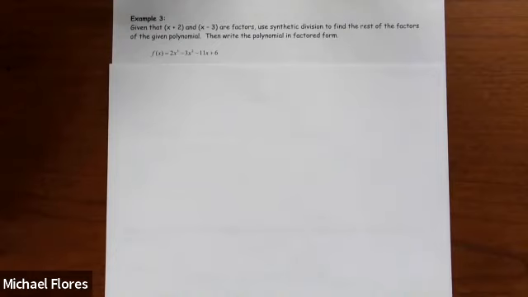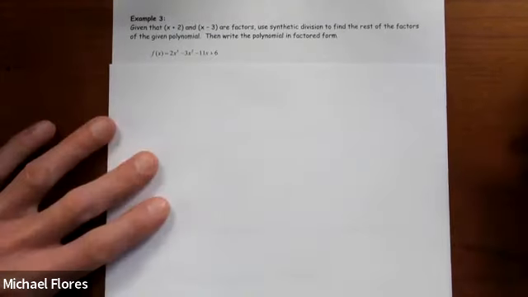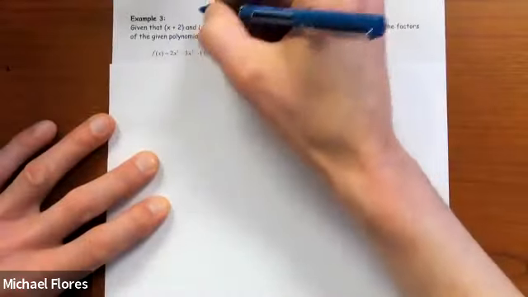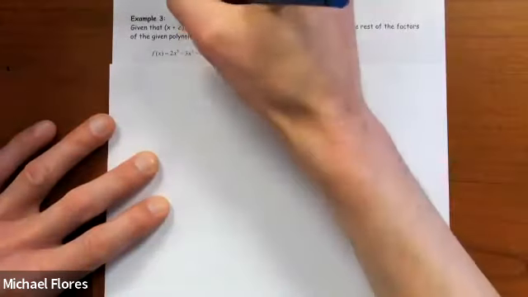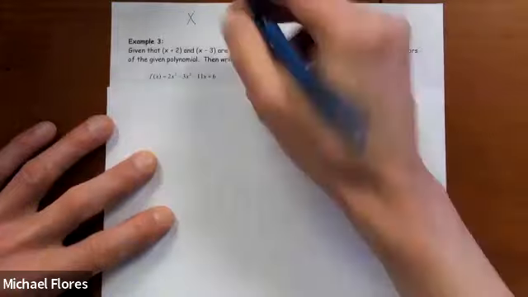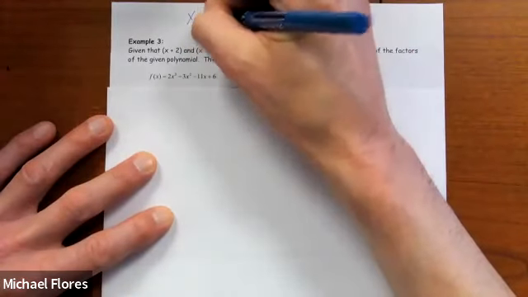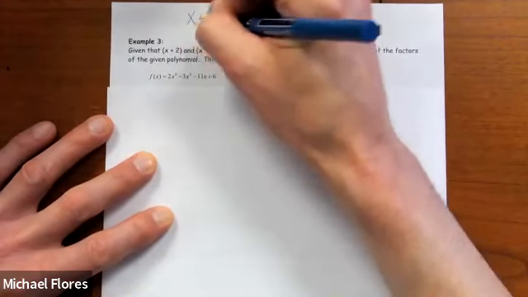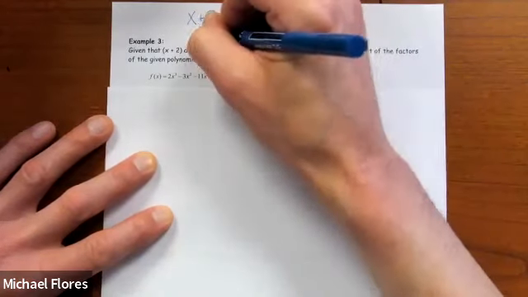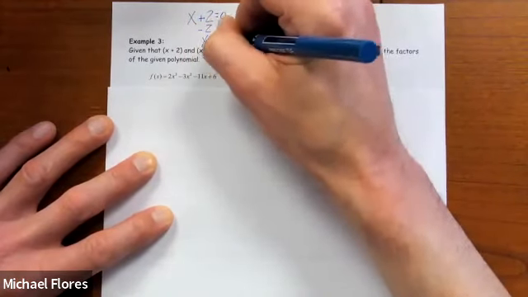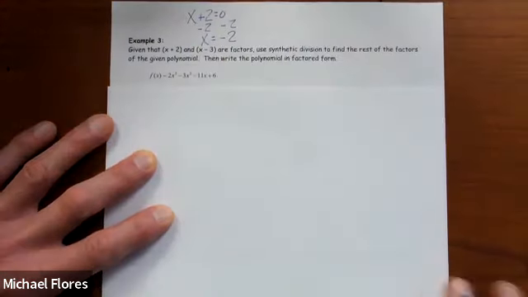Example 3, given that x plus 2 and x minus 3 are factors, use synthetic division to find the rest of the factors of the given polynomial. Then write the polynomial in factored form. So we can take either of these factors and set them equal to 0 and solve. It doesn't matter. So why not just use the first one they give us? Set it equal to 0. So we will be dividing by -2 in this problem.